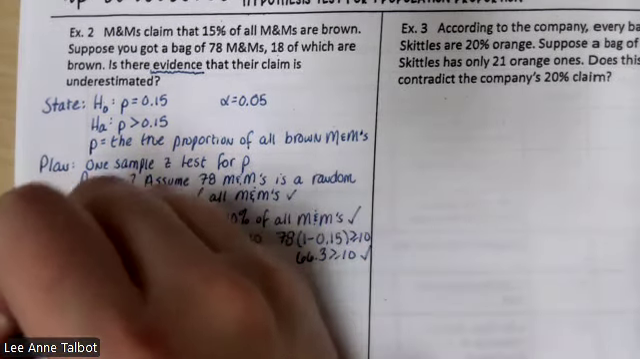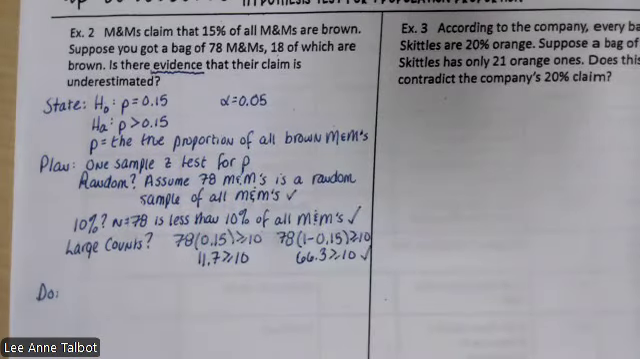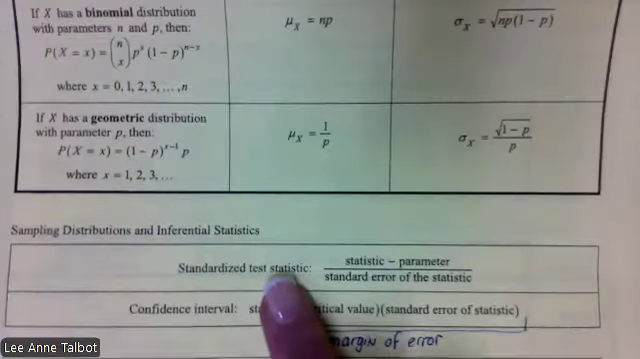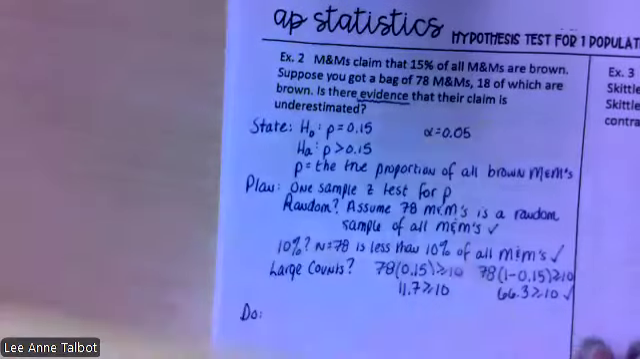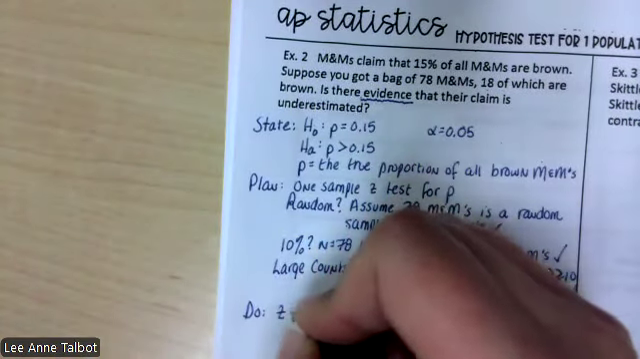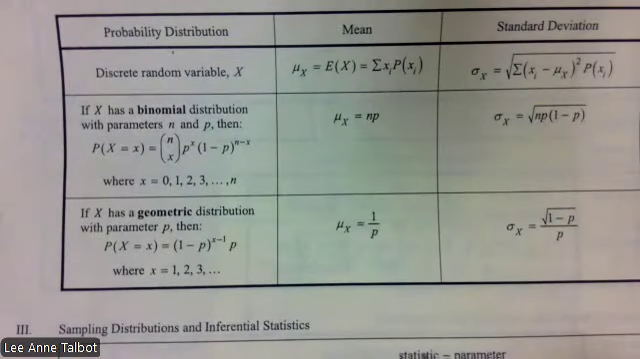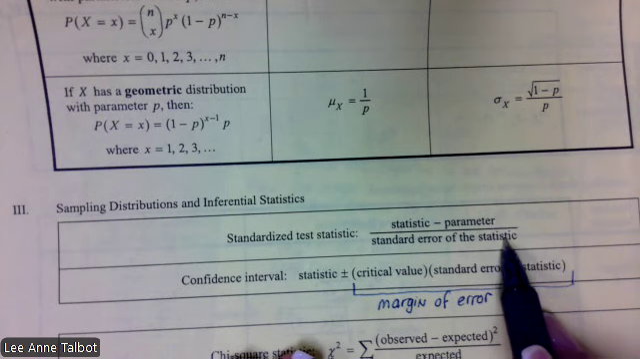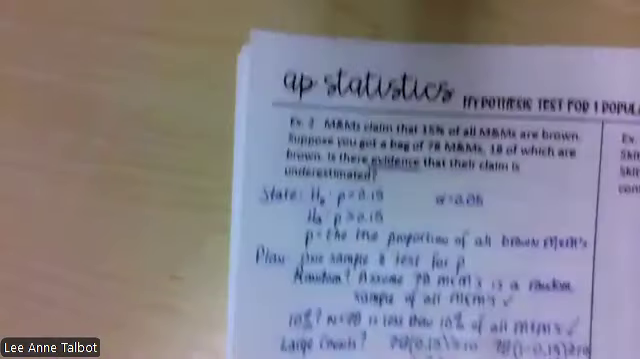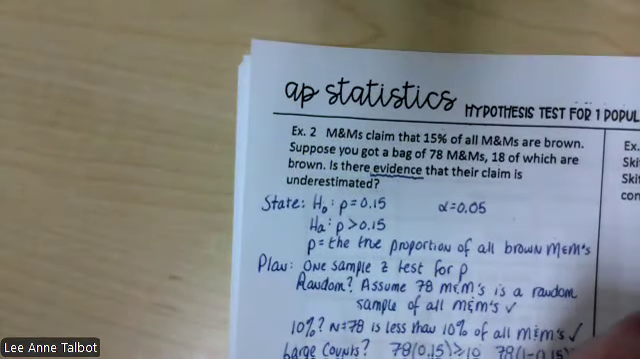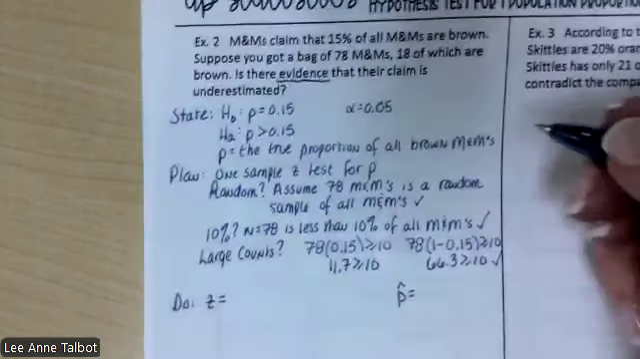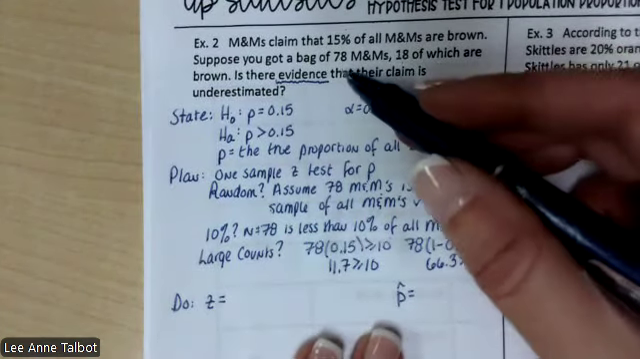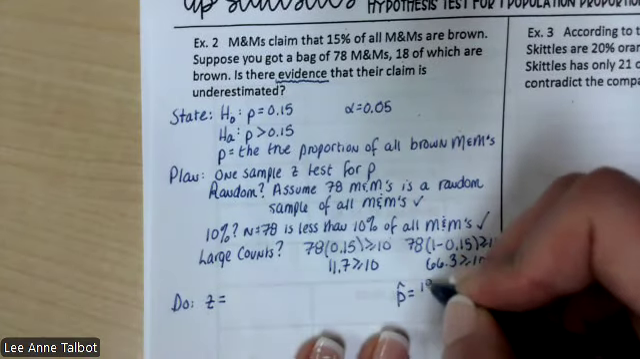Okay, do. Standardized test statistic. I'm on my formula sheet now. Standardized test statistic is z. So we're going to go z equals statistic minus parameter over standard error of the statistic. The statistic is p hat. I'm going to calculate p hat over here on the side, which is 18 out of 78.